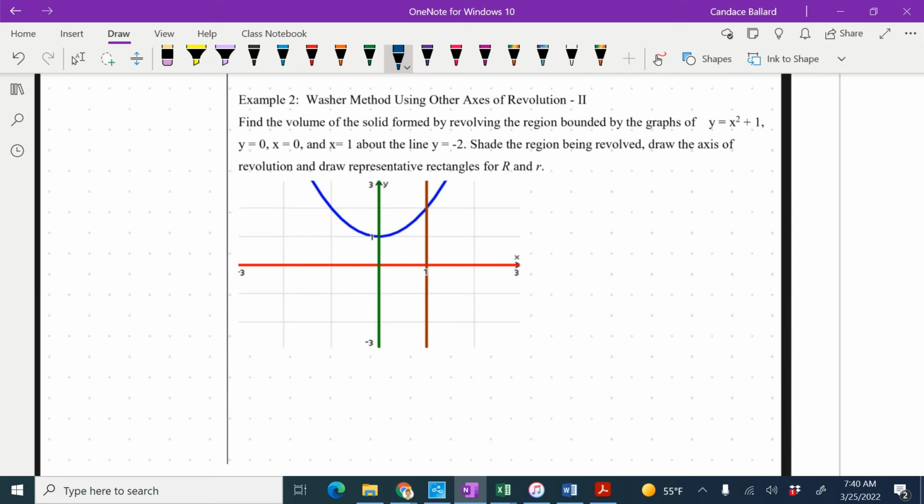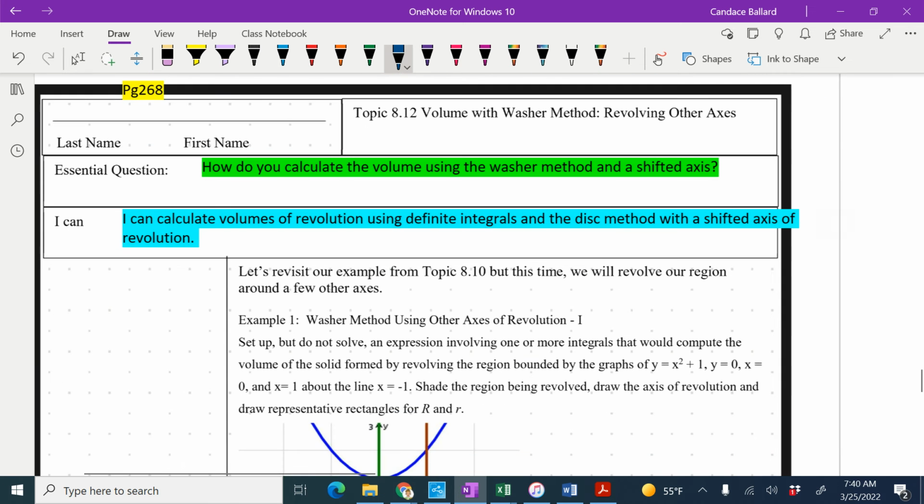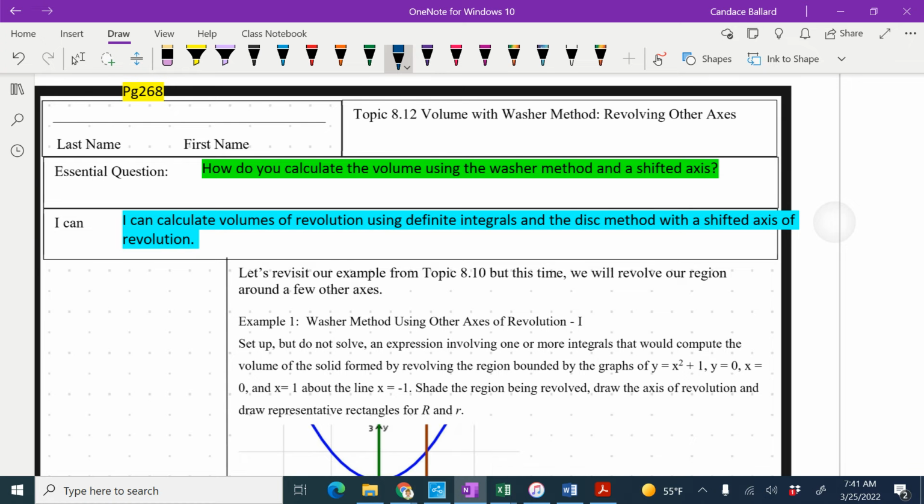We are still working on topic 8.12 here. Or actually, we're starting to work on topic 8.12. How do you calculate the volume of a washer using a washer method and a shifted axis? And I can calculate the volumes of revolution using definite integrals. And this should have said the washer method with a shifted axis of revolution.